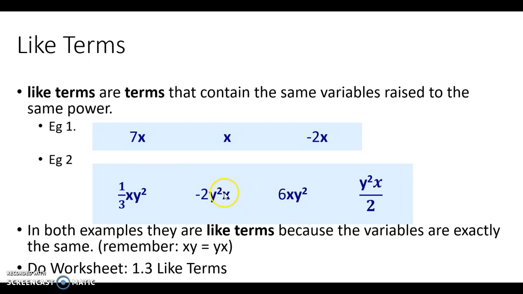It does matter, though, that the squared is with the y and x is just by itself. So this is xy squared again and y squared x. So it doesn't matter the order of the letters. However, we generally like to write them in alphabetical order. In both examples, they are like terms because the variables are exactly the same.